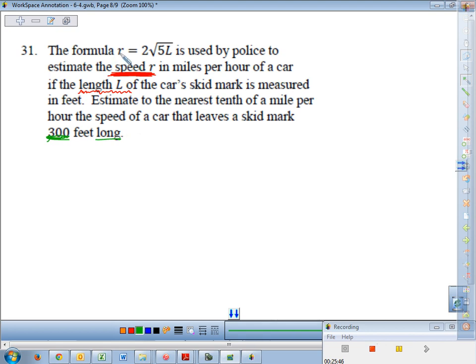R, do we know R? Speed. Did they tell it to us? Nope. 2 times the square root of 5. L, do we know L? 300. That's it. So simple, right? Straight substitution. Now, punch that in the calculator. I'll do a little bit of cleaning up. R equals 2 square roots of 1,500. All right, take 5 times 300. And then you just punch it in, and then answer the question how they told you to answer the question.